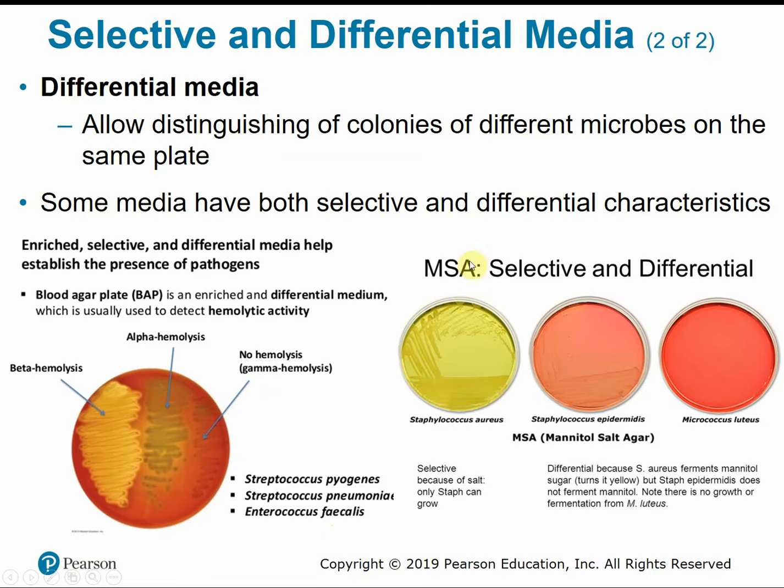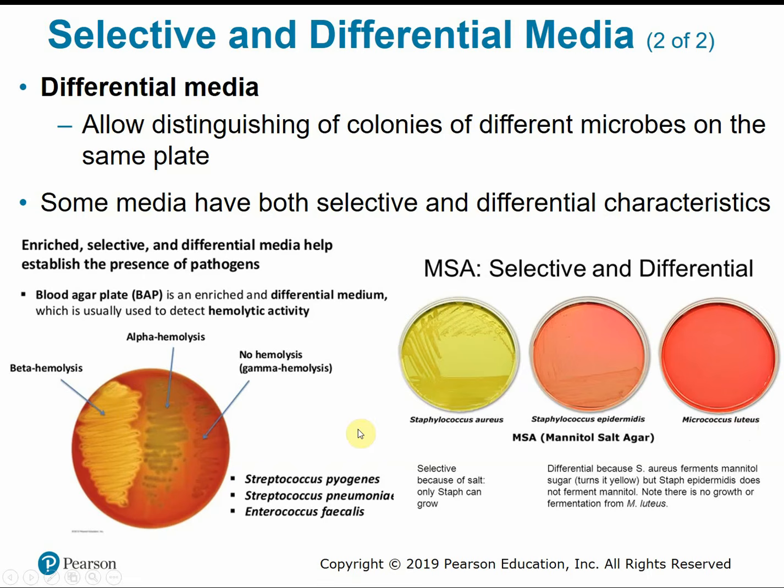Another selective and differential media is MSA, or mannitol salt agar. So it's selective because of the salt, right? So only Staphylococcus species can grow in this high salt media environment. It's differential because Staphylococcus aureus will ferment the mannitol sugar in the media and turn it yellow. Staph epi does not ferment mannitol, so the agar will stay pink. And then this is a non-Staphylococcus species, so it's selected against, and it cannot grow on this plate.